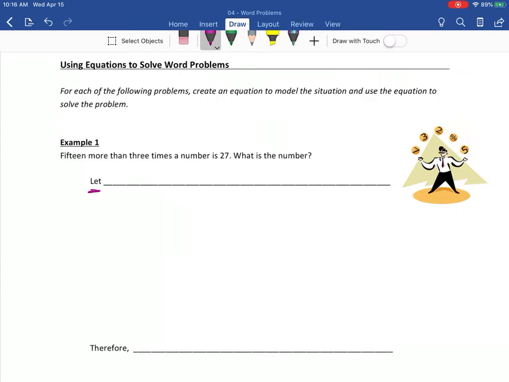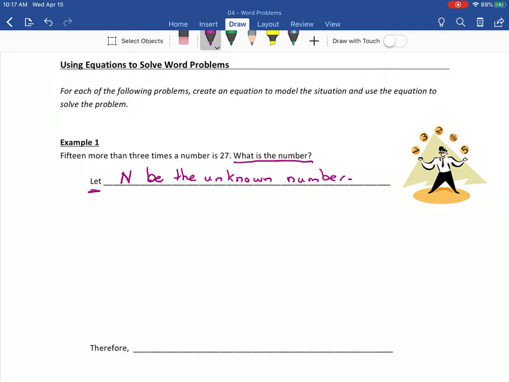Let me read it again. It says 15 more than 3 times a number is 27. What is the number? The first time through you might find a lot of things confusing, but the one thing that's not confusing is what we're trying to find: what this number is. And so our let statement lays that out for us. We say let n be the unknown number. If the first time you read any word problem in math, all you accomplish is figuring out what the unknown is and what letter you're going to use to represent it, you've had a highly successful first run at reading the question.